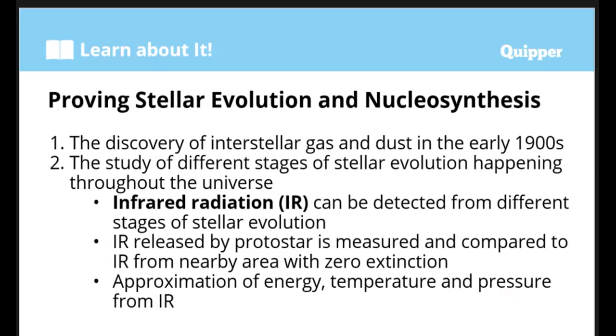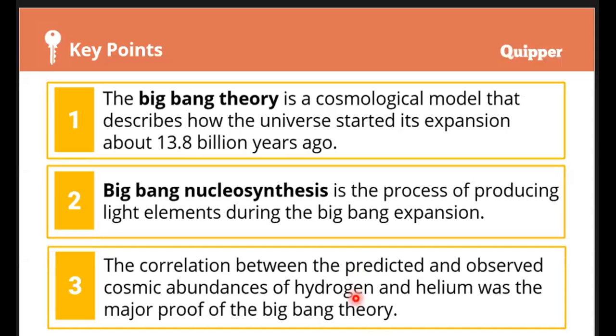So those are the two topics, the Big Bang theory and stellar formation. These are the key points that were discussed. Number one, the Big Bang Theory is a cosmological model that describes how the universe started its expansion about 13.8 billion years ago. And Big Bang nucleosynthesis is the process of producing light elements during the Big Bang expansion.